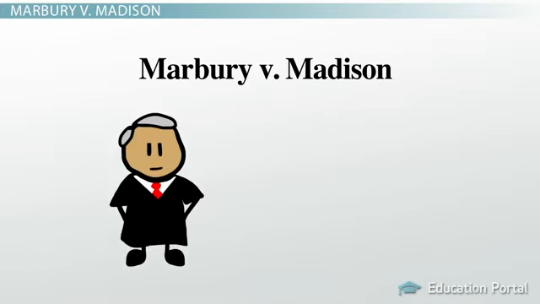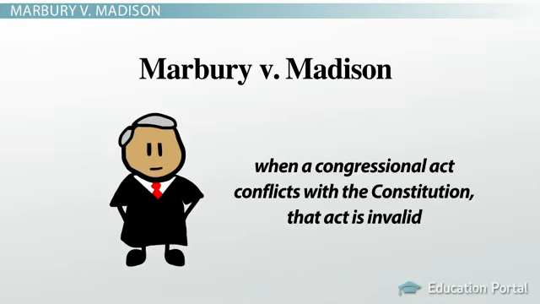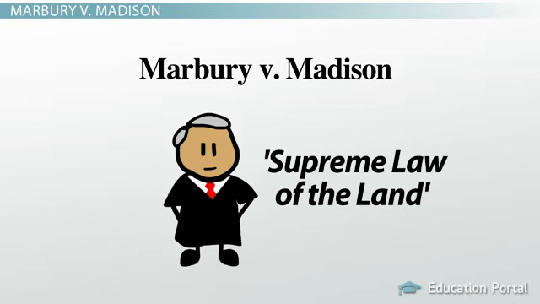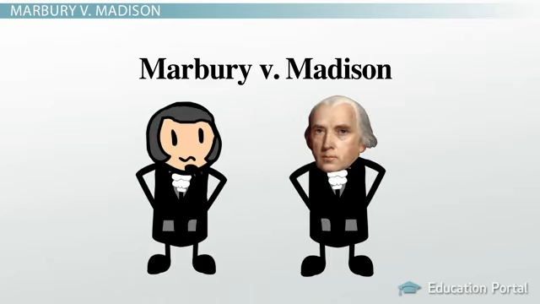Chief Justice John Marshall wrote that, when a congressional act conflicts with the Constitution, that act is invalid. Marshall declared that the court must uphold the Constitution because it is, as affirmed by the Constitution itself, the supreme law of the land. The Marbury v. Madison decision stands today, and this case remains one of the most important in the history of the United States.